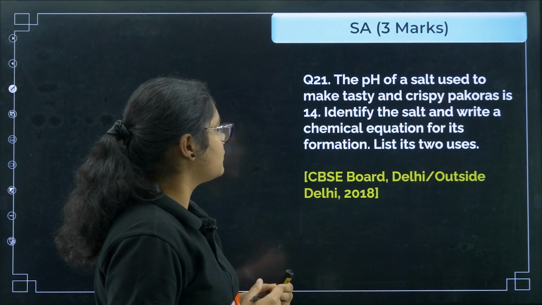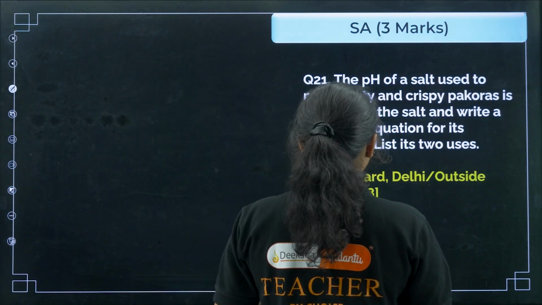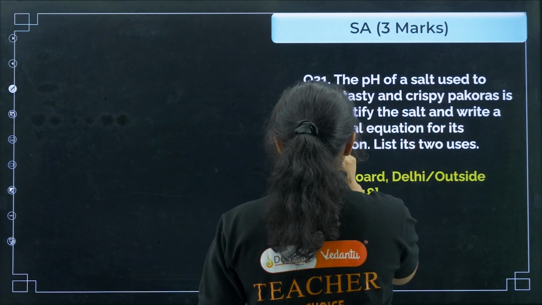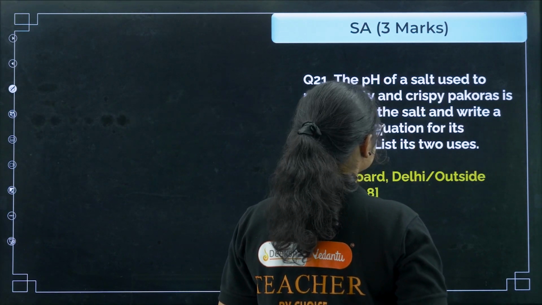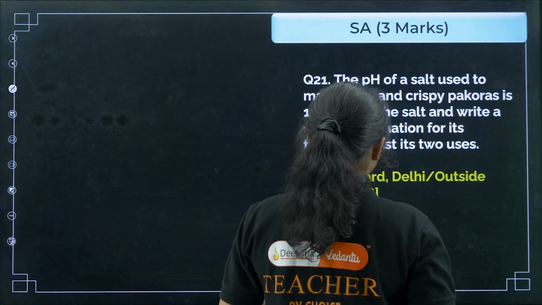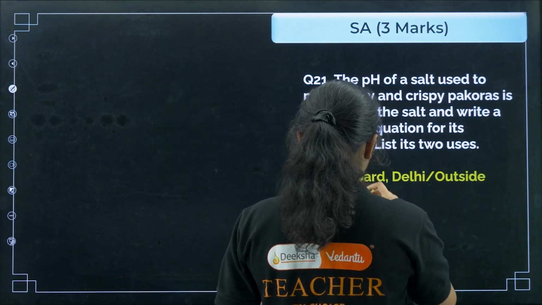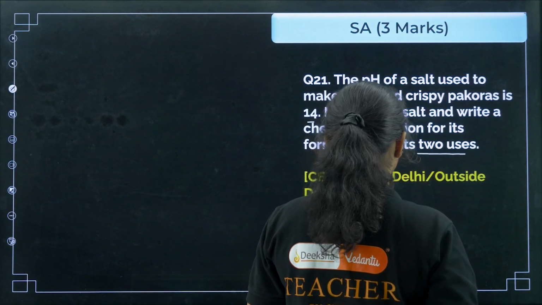Next, question number 21. The pH of a salt used to make tasty and crispy pakoda is 14. Identify the salt and write a chemical equation for its formation. List 2 uses.